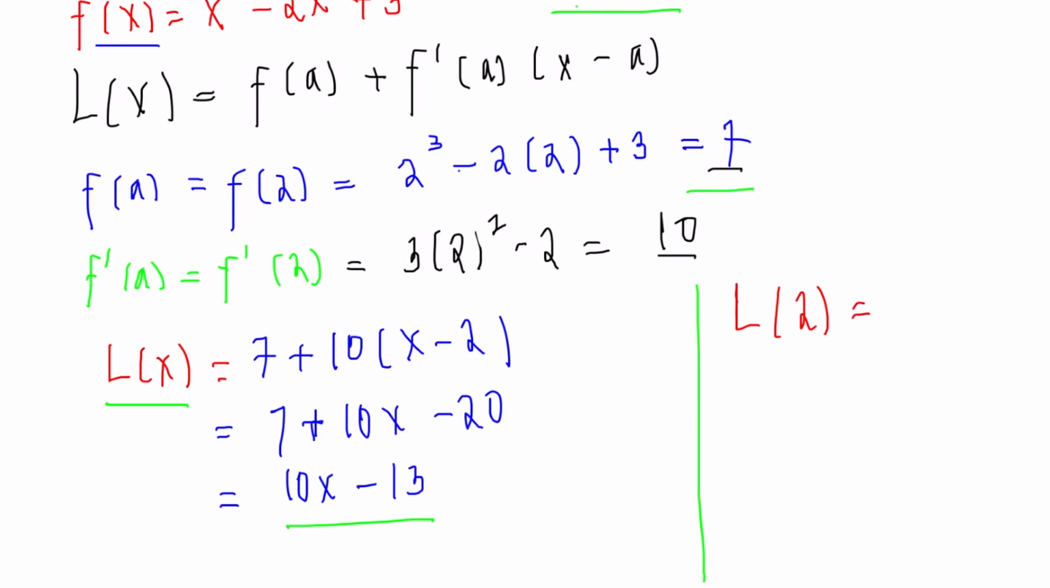So we have 10, and instead of x we put 2, minus 13. Is that going to give us the same result that f of a has given us? Yes, it's going to give us 7, because 10 times 2 is 20, 20 minus 13 is 7. You see? So the function that we obtain through linearization can give us an approximate value of the original function at that specific point that we want to find.